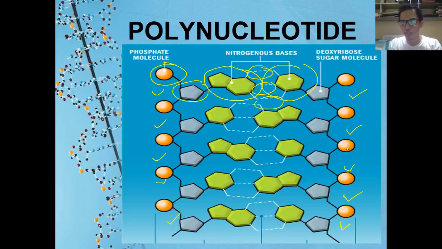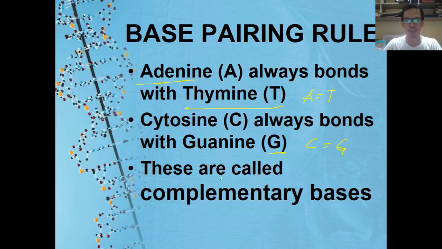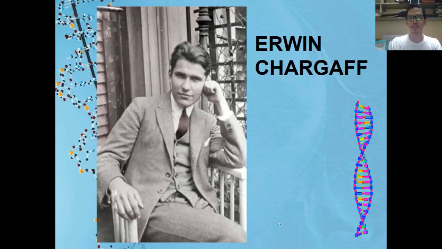So in this polynucleotide, as you notice, they are not paired randomly. They are paired according to this base pairing rule. And this base pairing rule, or this pair that we have right here, makes these bases complementary bases. So meaning to say, A is complementary to T and C is complementary to G. Always. Alright, so that's the rule of thumb here.